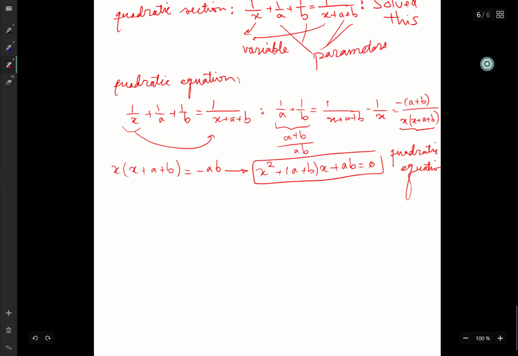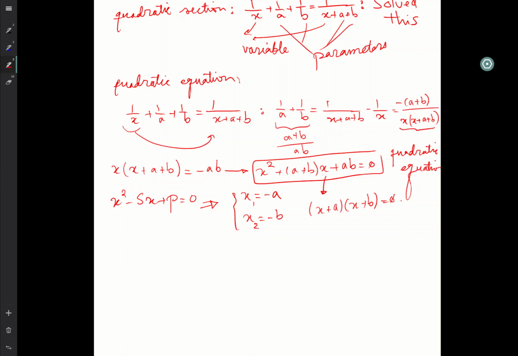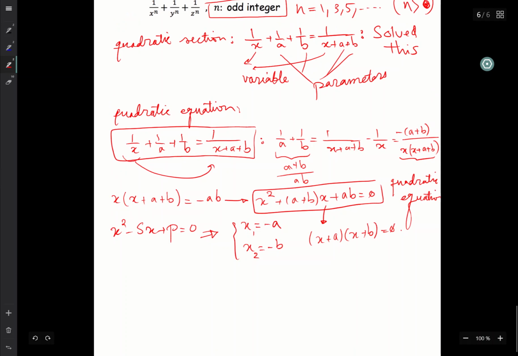And we know that the general format of a quadratic equation is x squared minus sx plus p equals 0. And you can immediately see that the two roots are x equals negative a and x equals negative b, x1, x2. Basically, you can easily see that this quadratic equation can be factored as (x plus a) times (x plus b) equals 0. So there are two possible things. For this equality to be true, x should be either negative a or negative b.